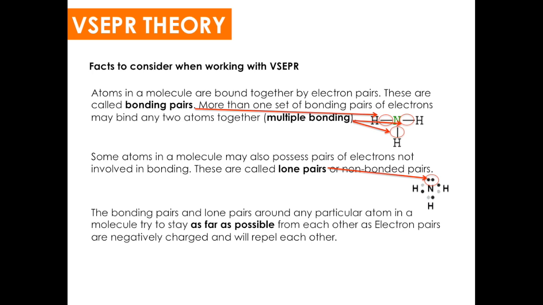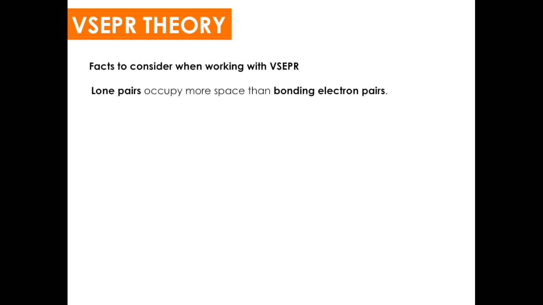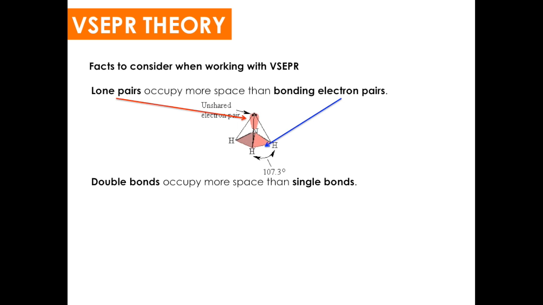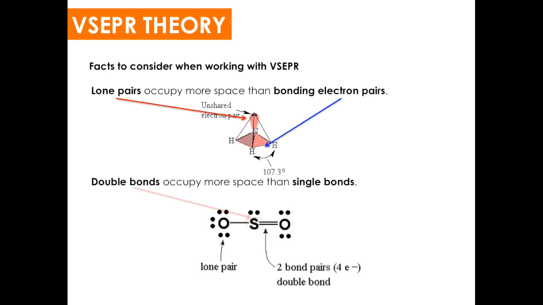The bonding pairs and lone pairs around any particular atom in a molecule try to stay as far as possible from each other, as electron pairs are negatively charged and will repel each other. Lone pairs occupy more space than bonding electron pairs. Double bonds occupy more space than single bonds.